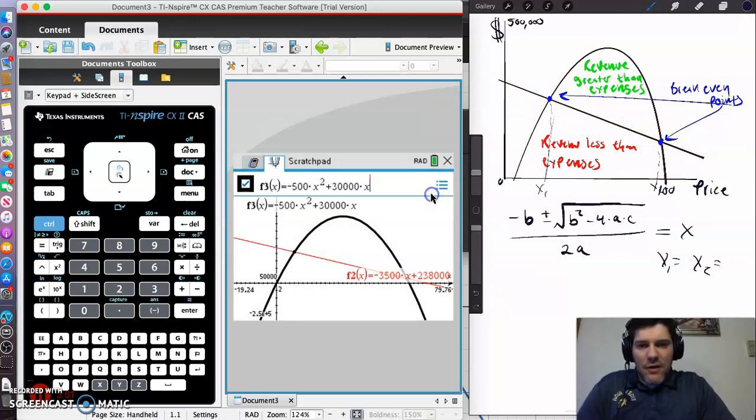And then if I look at the other function, we have negative 500x squared plus 30,000x. This is revenue. And this is calculated out to say, hey, as I increase my price, I'm going to make more money to a certain extent. Eventually, though, this value is going to drop out and we're not going to have any money coming in. We're going to be losing money. That's the break-even analysis piece in both those.